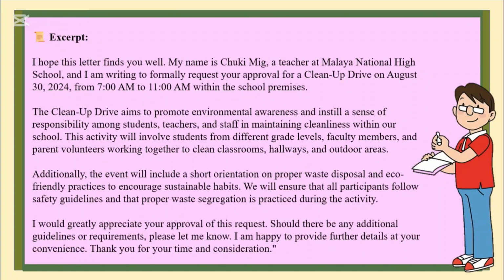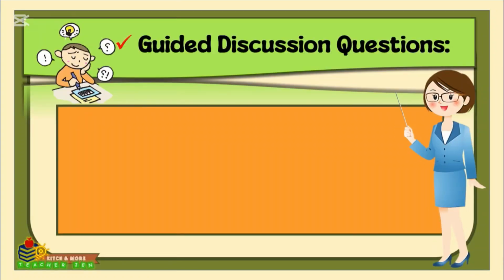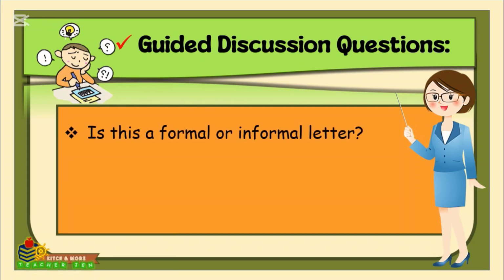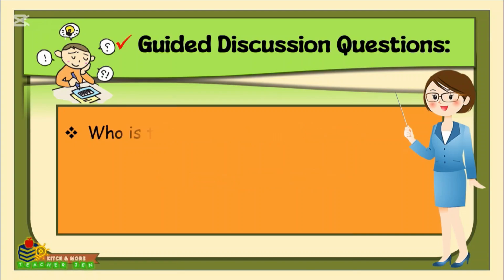Let's answer the following questions based on the letter of request, which is an excerpt. The first question is this a formal or informal letter? That's right, this is a formal letter. What clues help you determine the letter's tone and style? The letter uses polite and professional language, structured paragraphs, and a clear request. Phrases like, I am writing to formally request, and I would greatly appreciate your approval indicate formality.